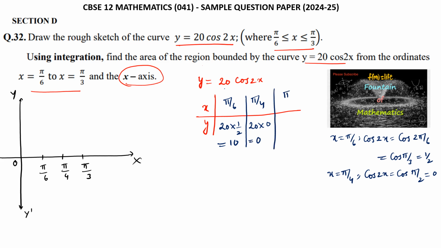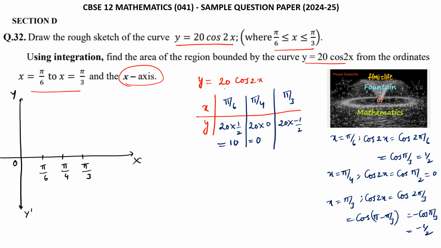And now when x is equal to pi by 3, cos 2x is equal to cos 2 pi by 3, that is cos pi minus pi by 3. Second quadrant cos is negative, so minus cos pi by 3, which is equal to minus 1 by 2. So we can write 20 into minus half, which is equal to negative 10.